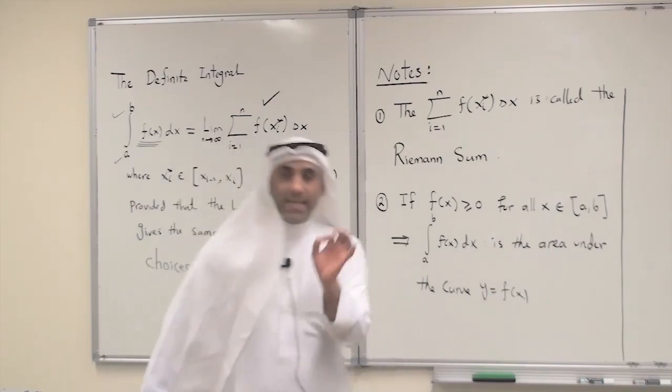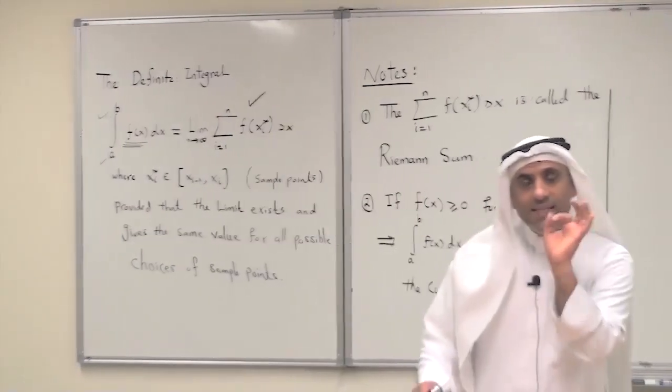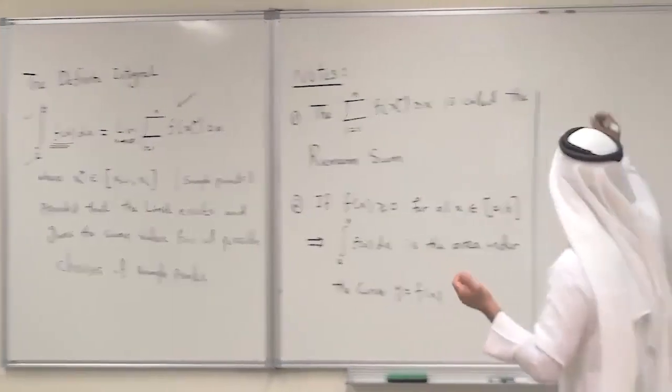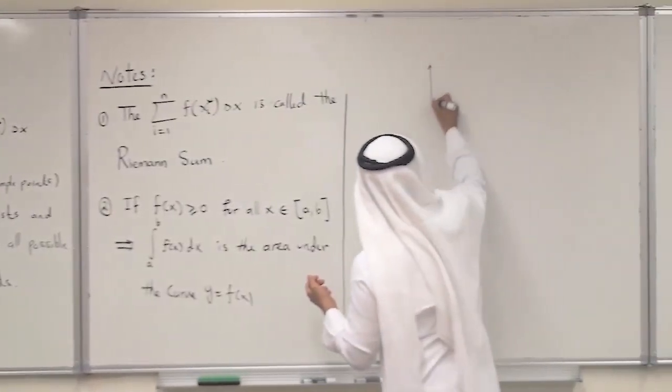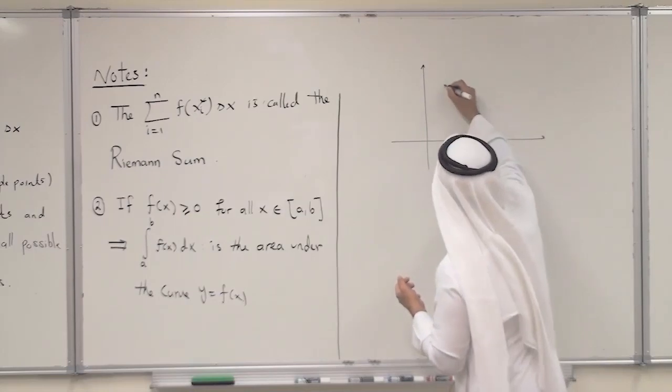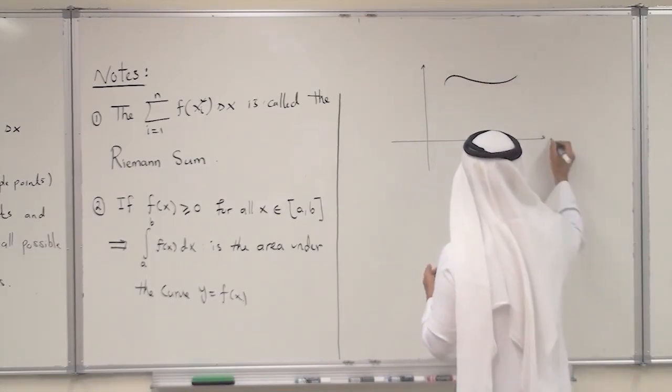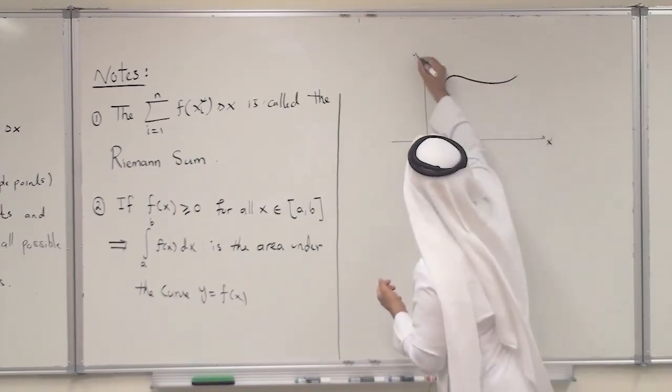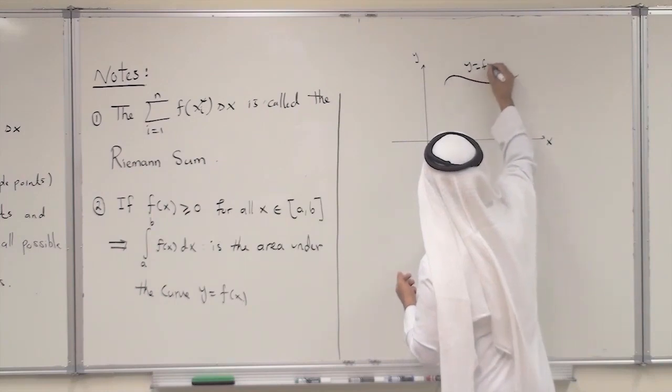It ends up that the integral in this case is the same as the area under the curve. If you just graph it here, then we have the previous problem, the area problem. We have a curve y equal to f of x. This is the x-axis, the y-axis. This is y equal to f of x.